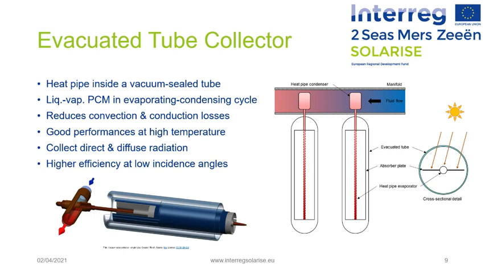The reduction of convection and conduction losses due to the vacuum envelope results in better performance and in operating at higher temperature than flat plate collectors. They also collect both direct and diffuse radiation, but their efficiency is higher at low incident angles, which gives them an advantage over flat plate collectors in terms of day-long performance.